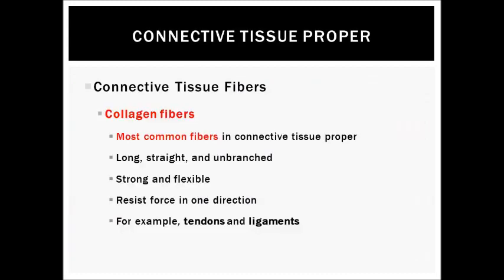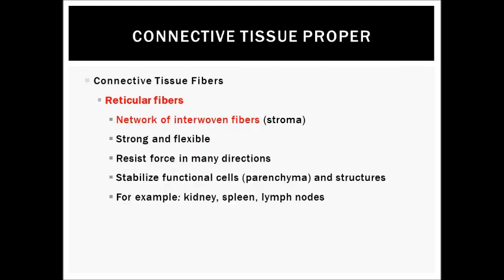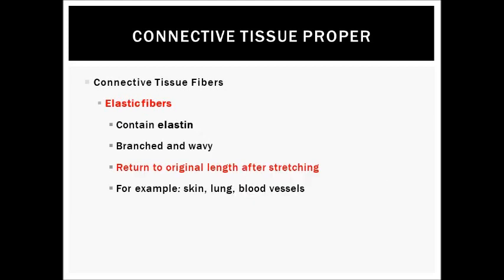Okay, let me explain about the connective tissue fibers. First, collagen fibers, which are the most common fibers. Example locations for collagen fibers are tendons and ligaments. For reticular fibers, they are a network of interwoven fibers. Example locations are the kidney, spleen, and lymph nodes. Next, elastic fibers. Elastic fibers are capable of returning to their original length after stretching. Example locations are skin, lungs, and blood vessels.